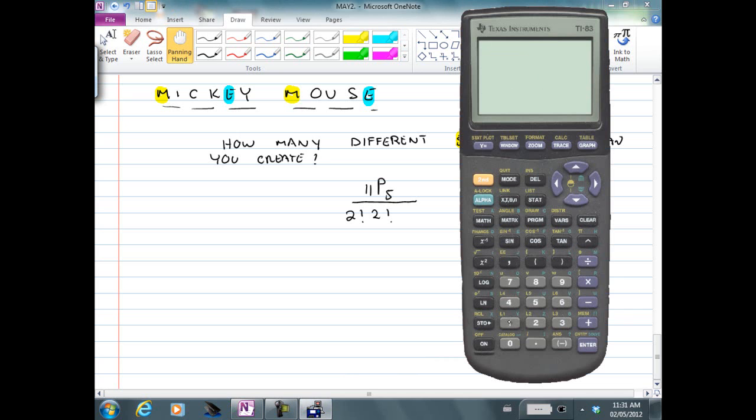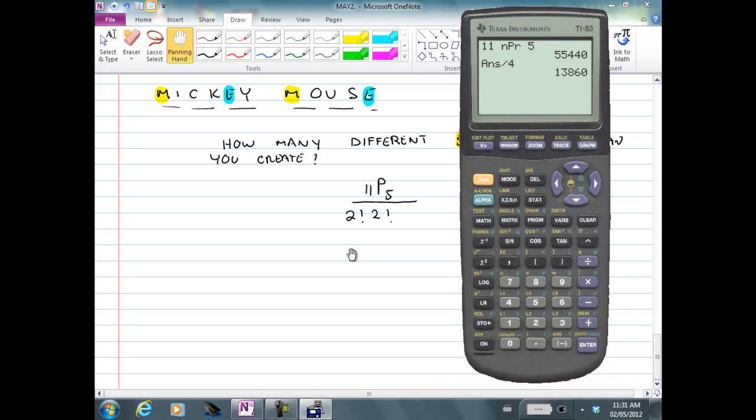Again, if you have a calculator, I'm going to use a shortcut. 11, math, PRB, nPr, 5, divided by 4. You should get 13,860. Did you do the first part first, or can you do it all together? You can do it all together. You should get 13,860.